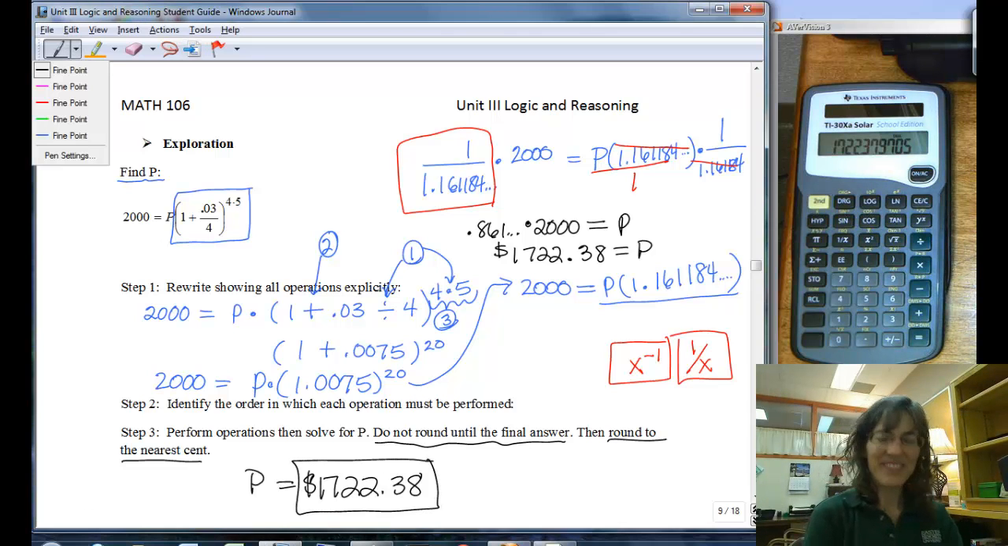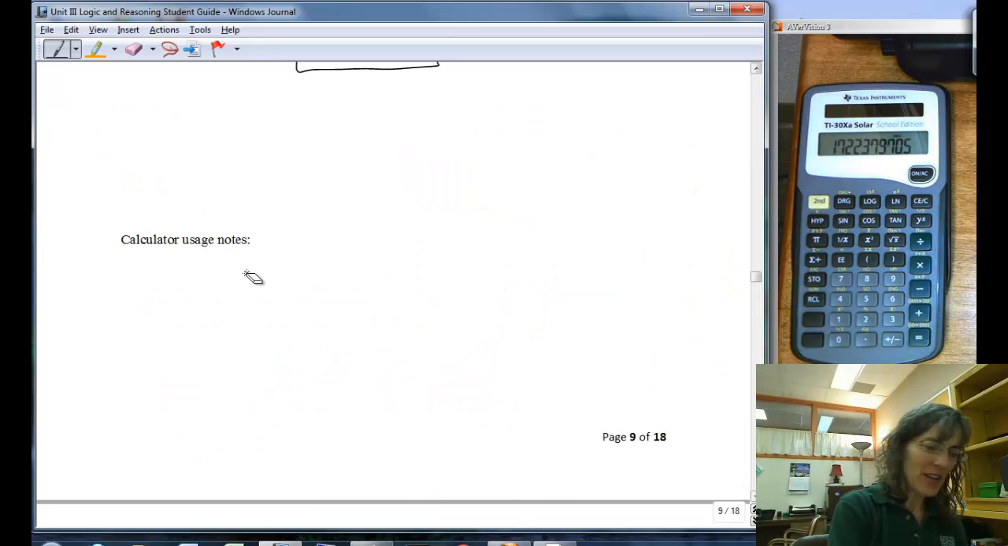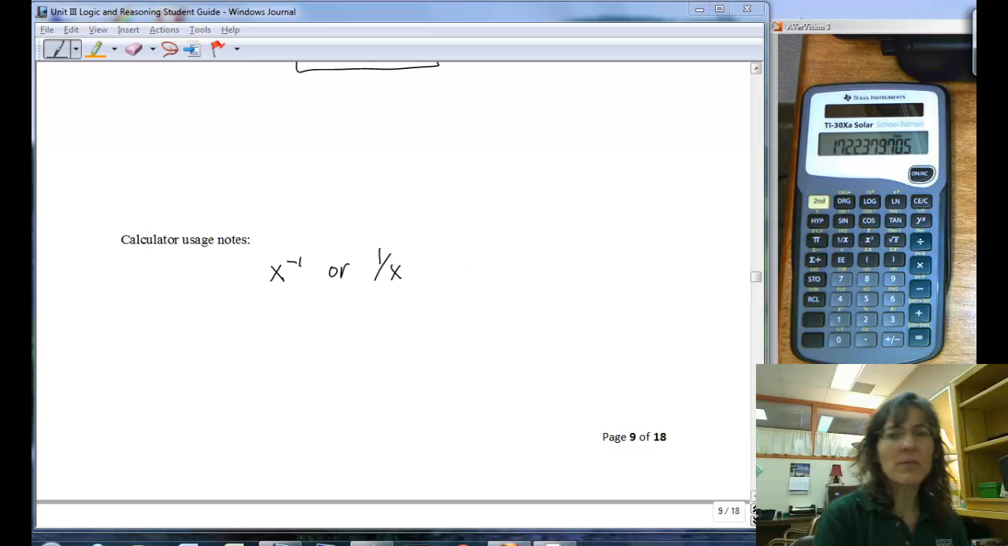Okay. Did you get it on yours? I hope so. And your calculator usage notes, the important keys that we learned were x to the negative 1 or 1 over x, and that gives you 1 divided by whatever number is sitting on your calculator, and we can use it to solve this equation.